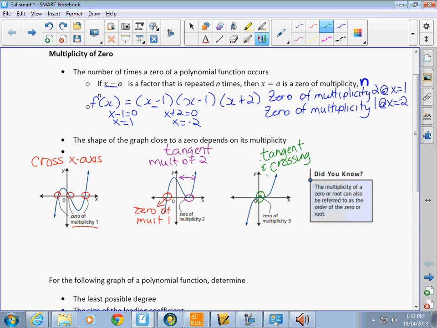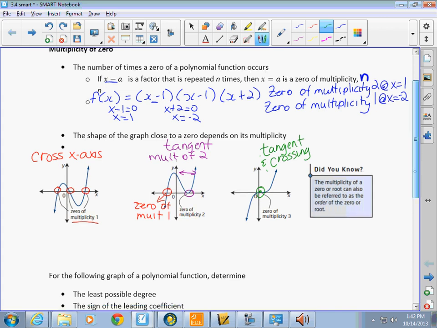So it says the multiplicity of a zero or root can also be referred to as the order of the zero or the root. So we've talked about roots of a solution, zeros of a solution, the solution to a quadratic. All of those mean the same thing, that you're finding out what does the x equal when y is equal to 0.